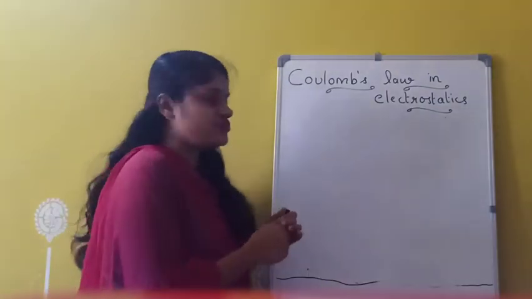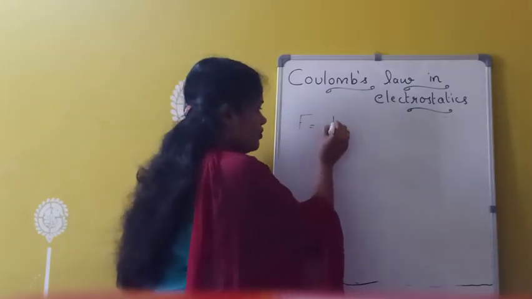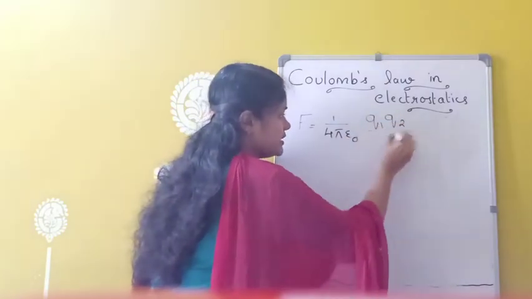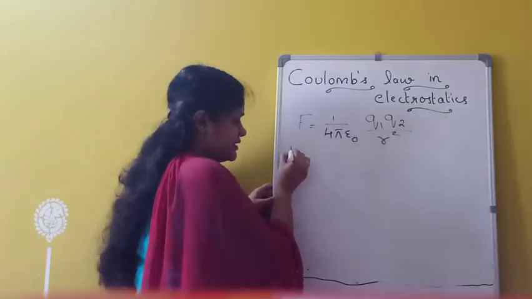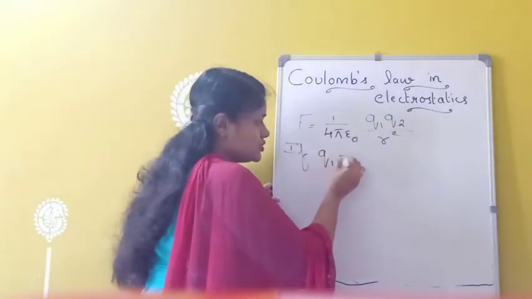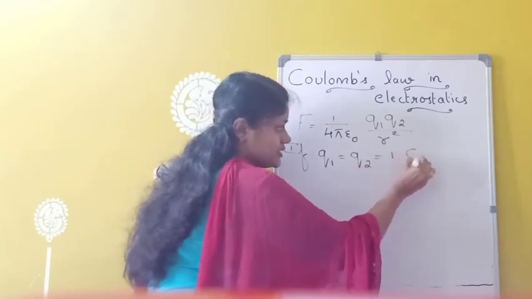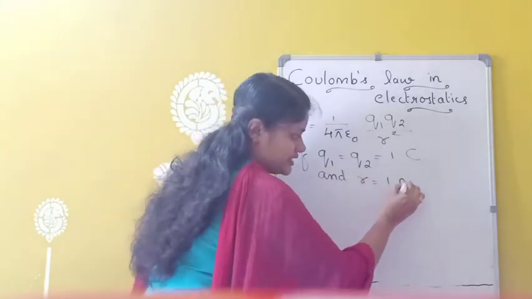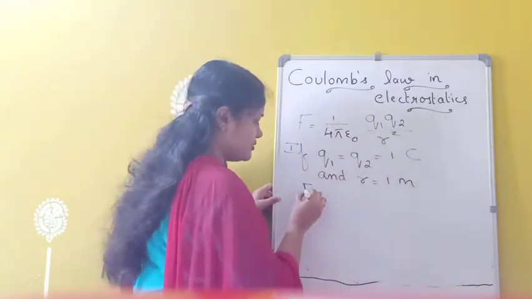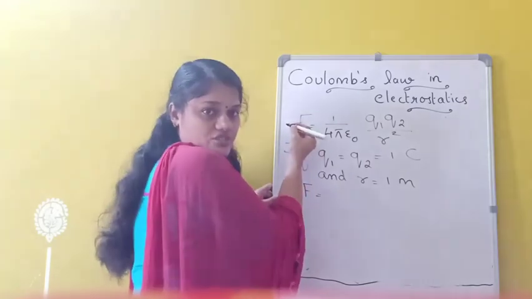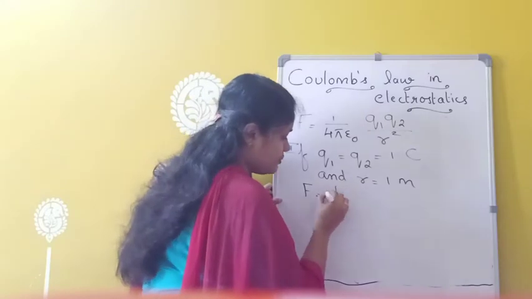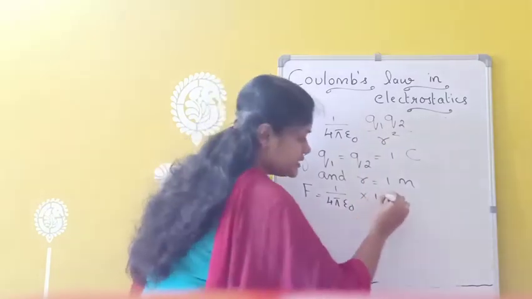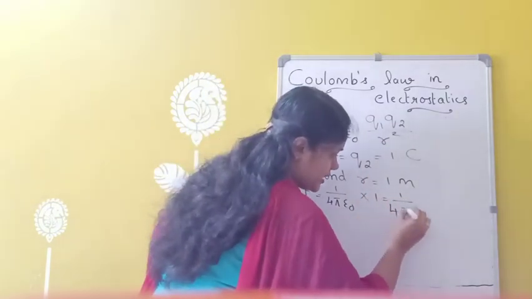Now we have the Coulomb force as F equals 1 by 4 pi epsilon 0 Q1 Q2 divided by R square. Suppose I am taking Q1 equals Q2 equals 1 coulomb. The charge is 1 coulomb and the distance R also becomes 1 meter. Then what about this formula? F is taken as the electrostatic force between the charges. So F can be taken as 1 by 4 pi epsilon 0 into 1 into 1 divided by 1, which is 1 only. That is equivalent to 1 by 4 pi epsilon 0.